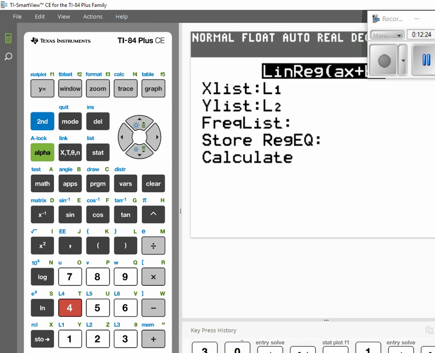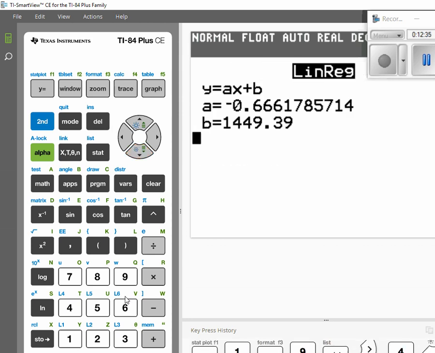Yes? Okay, so now we are going to go down to calculate, and we're going to press enter. So what does the A represent here?